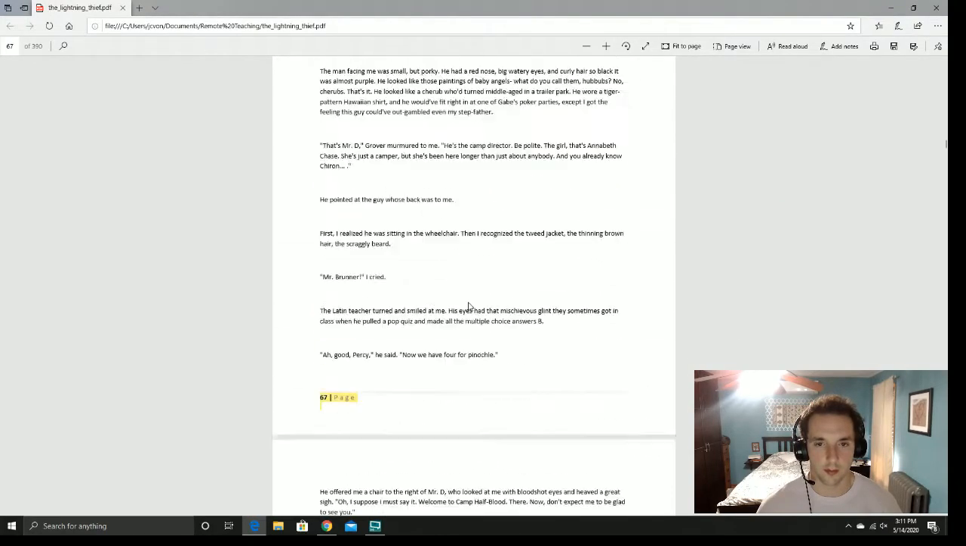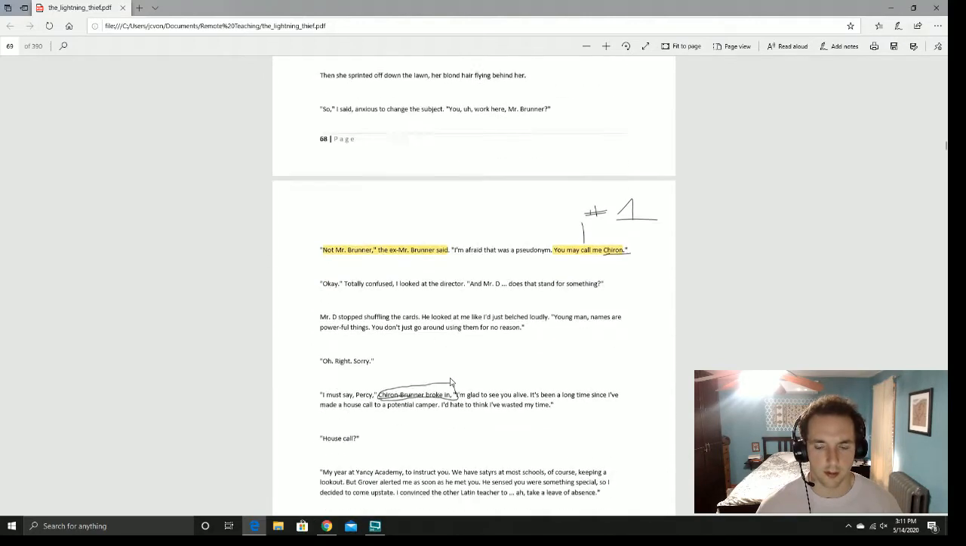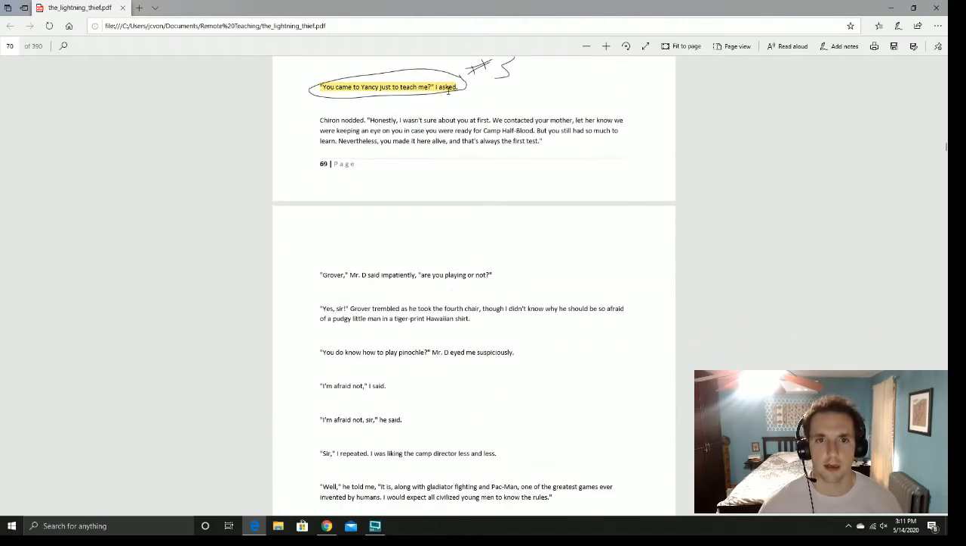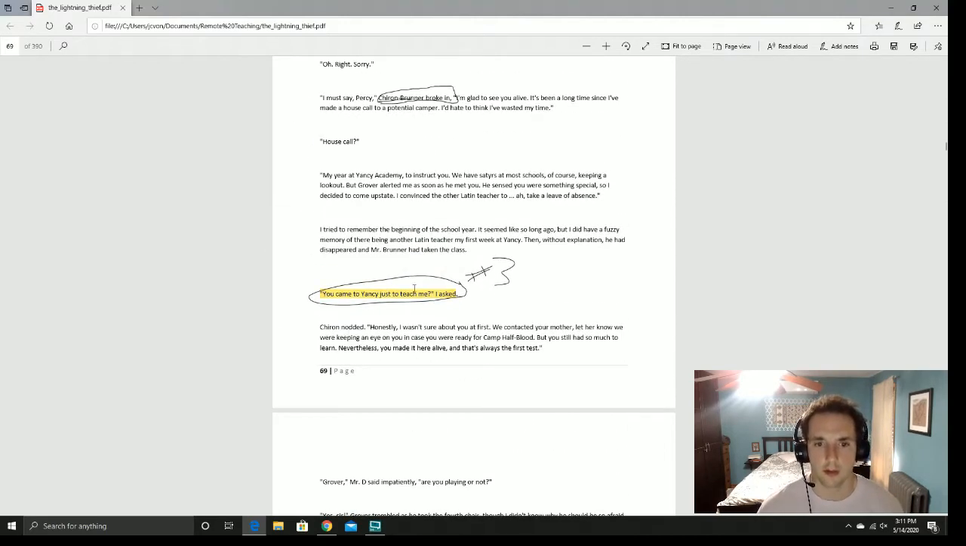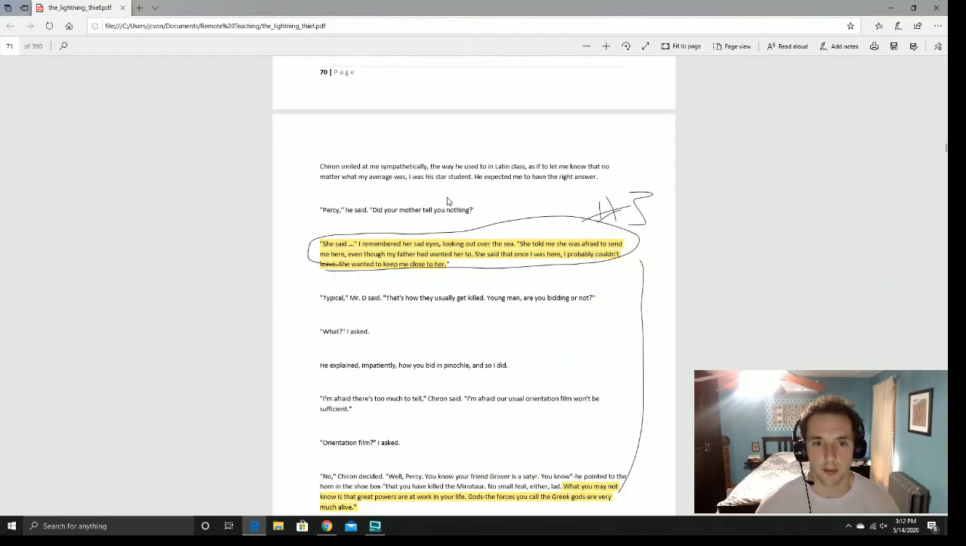So this conversation starts right around here on page 68 for us in the electronic version. Now, a couple things that help us understand. I think immediately we find that it says, "You came to Yancy just to teach me?" I asked. When Percy finds out that Mr. Brunner has come to the school he was at to teach him, it starts to make a little bit more sense about why Percy felt such a connection to Mr. Brunner. Mr. Brunner was there to help him out.